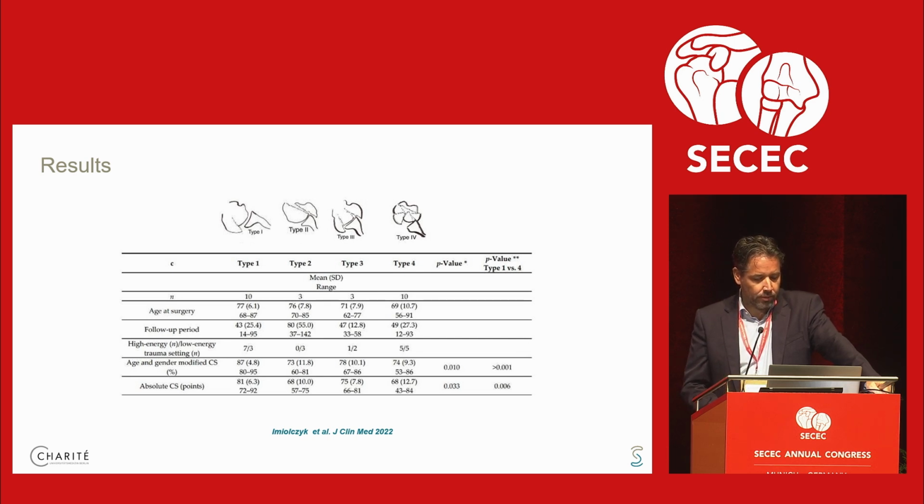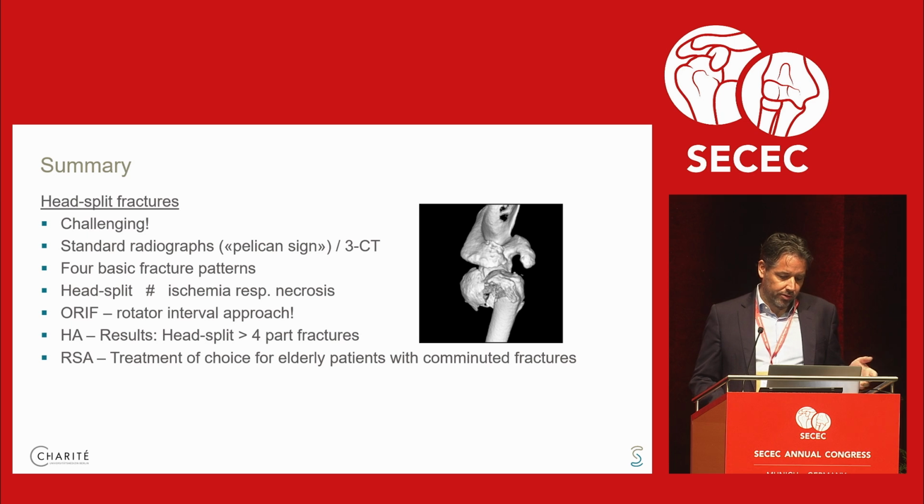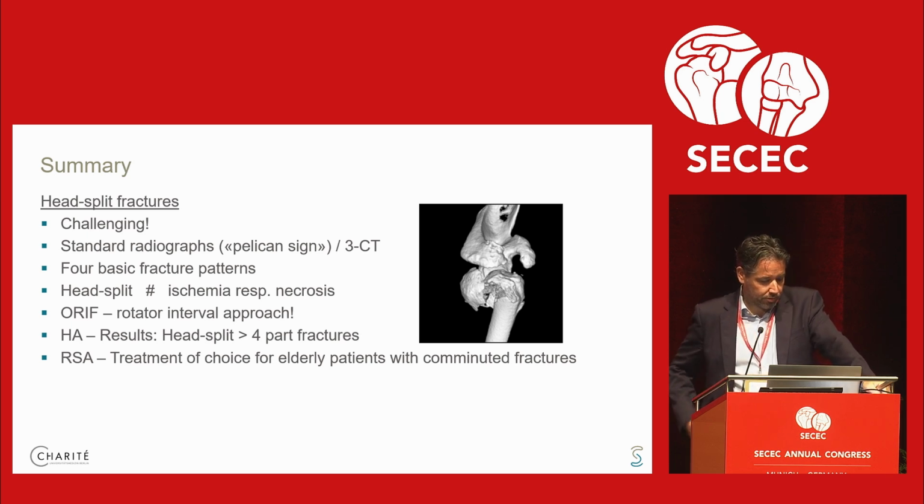And you see, even in the reverse, if you have situations with robust greater tuberosities, the functional results, like in the type 1, are better than in type 4. So to summarize, still they are challenging. Consider 3D CT evaluation. Look at the 4 basic fracture patterns because they also guide you how you approach them surgically. Head split is not really ischemia and does not really mean necrosis. Consider the rotator interval approach if you need it to better visualize the fracture situation.